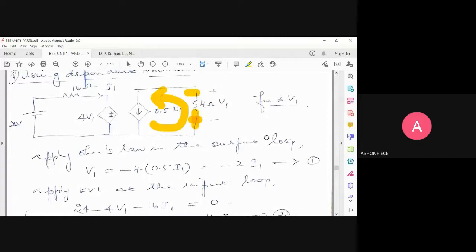Actually, for V1, what we are measuring is positive polarity up, negative polarity down. But by the way of current flow, the polarity is reversed. So I can write V1 equal to minus I into R, Ohm's law. I is 0.5 I1 and R is 4. So V1 equals minus 2 I1. Is it clear?